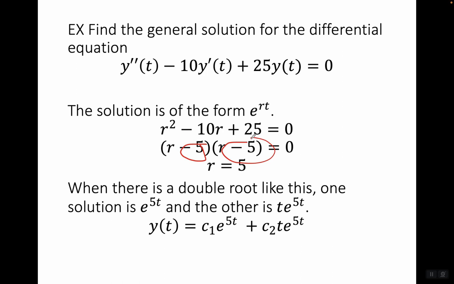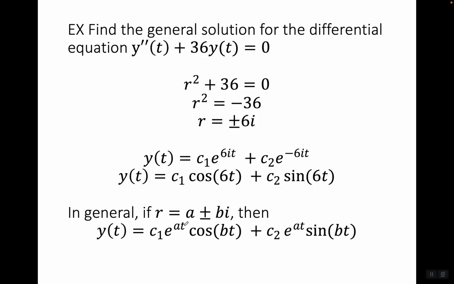It's a solution with multiplicity 2. When there's a double root like this, one solution is going to be e to the 5t, and then the other is not going to be e to the 5t as well. The other one is going to be t e to the 5t. So in this case, we have y of t equals c1 e to the 5t plus c2 t e to the 5t.